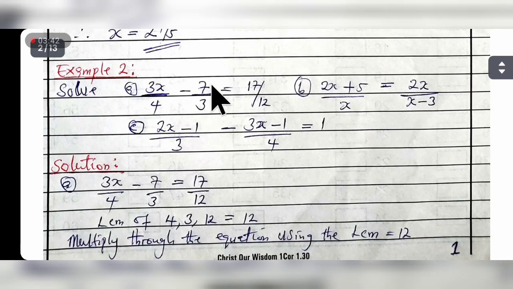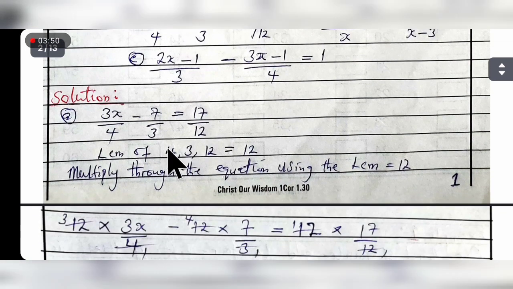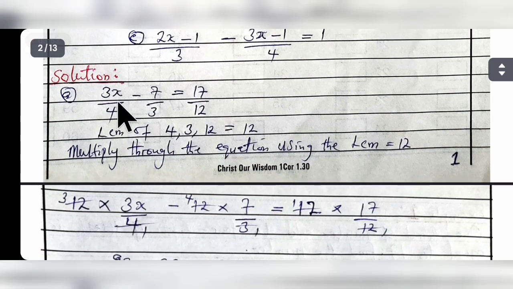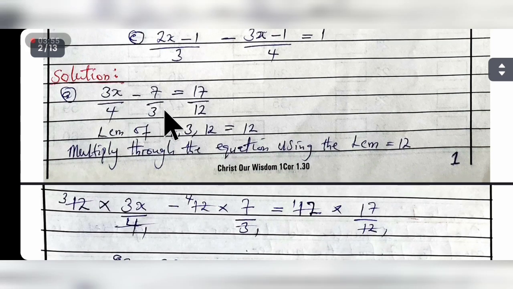Example 2. If you have an equation in the form of a fraction like this, how do you go about it? We'll be looking at it one after the other. Now the solution to the first one: we have 3x all over 4 minus 7 all over 3 equals 17 all over 12. So all you need to do is to find the LCM. The LCM of 4, 3, and 12 is 12, because all of them can go into 12 without remainder. So multiply through the equation using the LCM, which is 12.